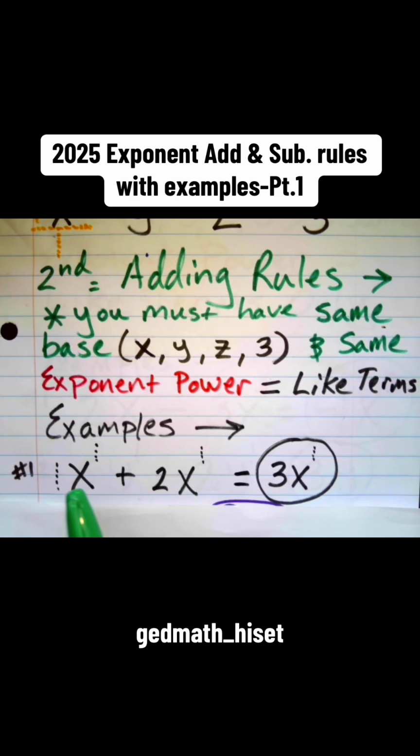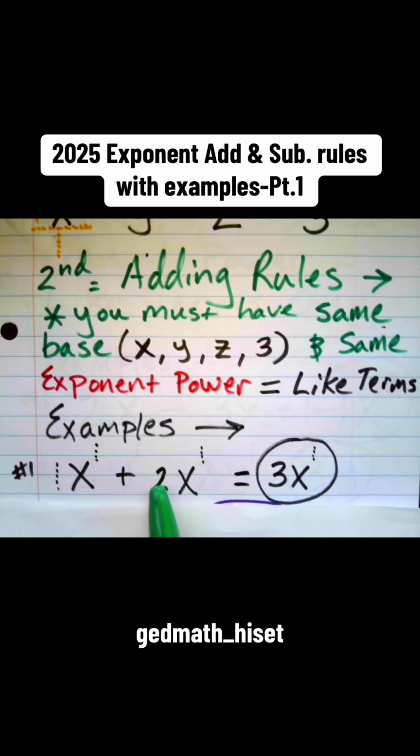The base is x. The base is x. So now we've got x and x. We have the same base. We have to the first power. So since these are the same base with the same exponential powers, these are considered like terms. And all we're going to do is add the coefficient in the front of the x.